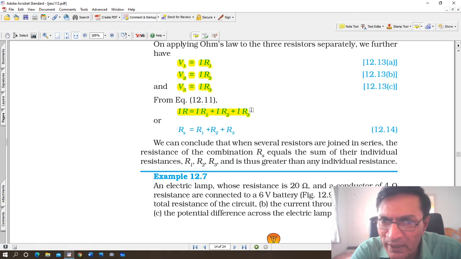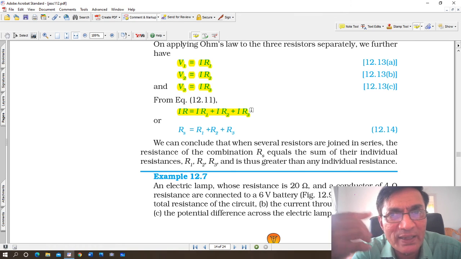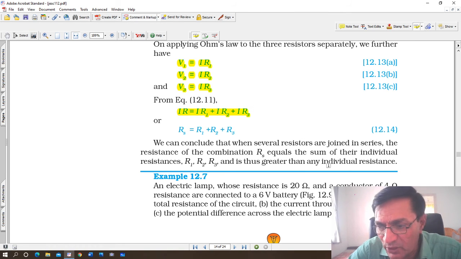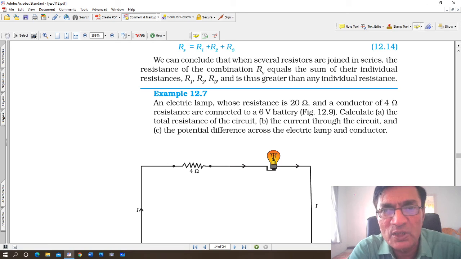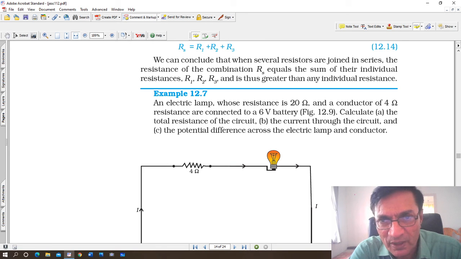Take out I common, cancel I from both the sides, and you get R, that is the equivalent resistance, is R1 plus R2 plus R3. That is the equivalent resistance when they are connected in series. Now this derivation will be asked, so you have got to be careful about this. We can conclude that when several resistors are joined in series, the resistance of the combination Rs, the equivalent resistance, equals the sum of individual resistances R1, R2 and R3.